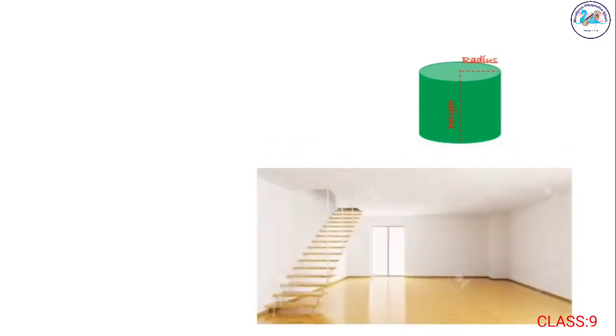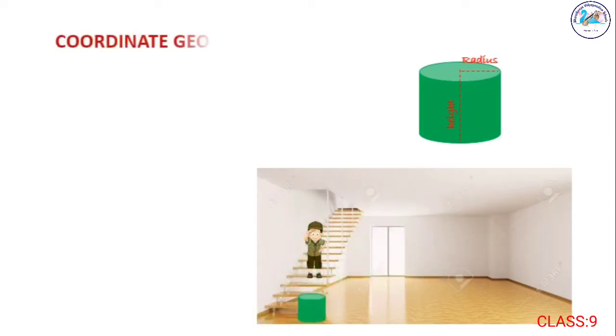Let us assume that a boy is standing inside a room and this cylinder is moving around him inside the room. How to find the particular position of this cylinder with respect to the boy who is inside the room? Here comes the significance of coordinate geometry. So let us try to define coordinate geometry.